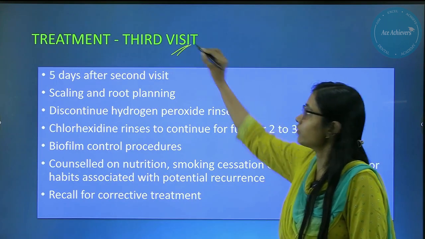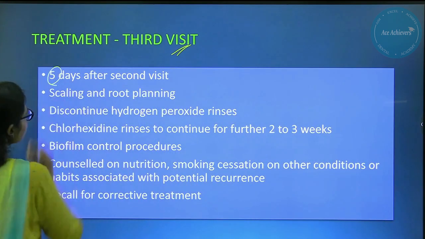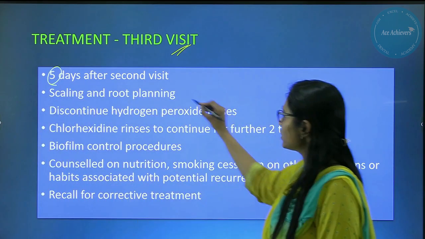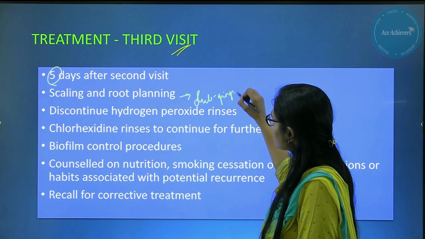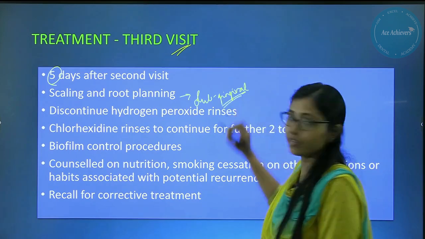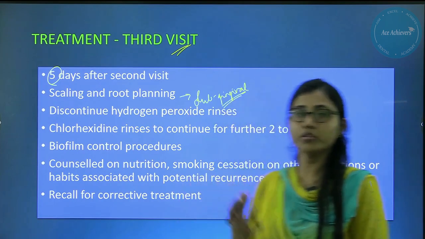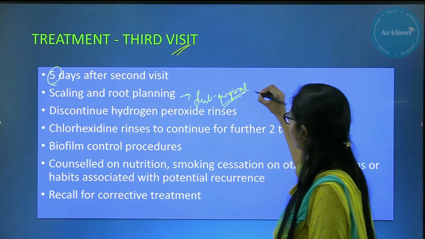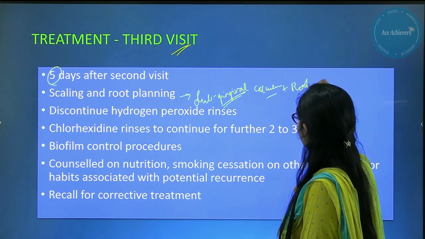Now, what do we do in the third visit? We recall the patient after 5 days, and now we are doing a subgingival scaling. Because of the supragingival scaling we did in the earlier visits, the inflammation is going to reduce and expose all your subgingival deposits. So now you can remove all the subgingival calculus, and root planing has to be done in this visit.